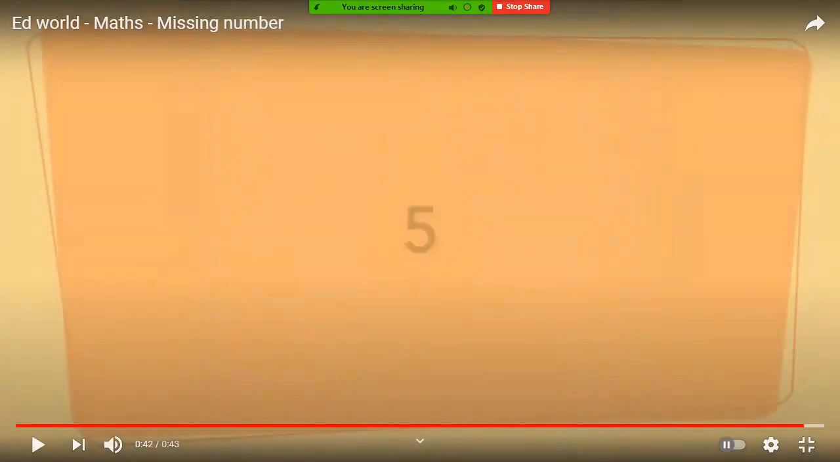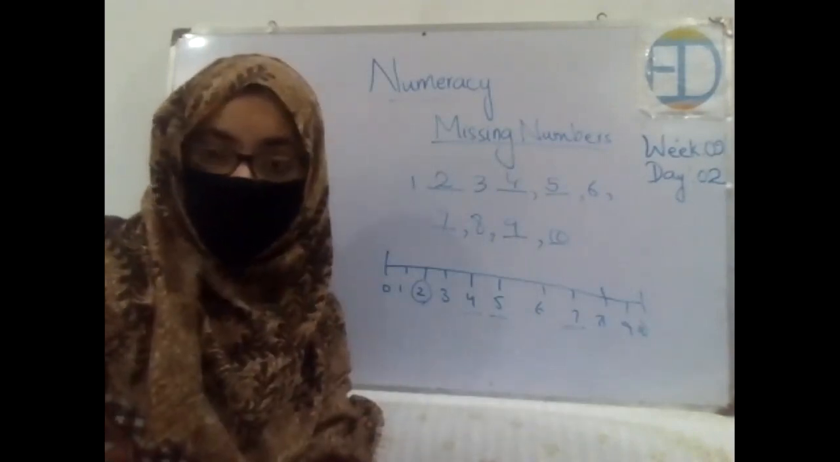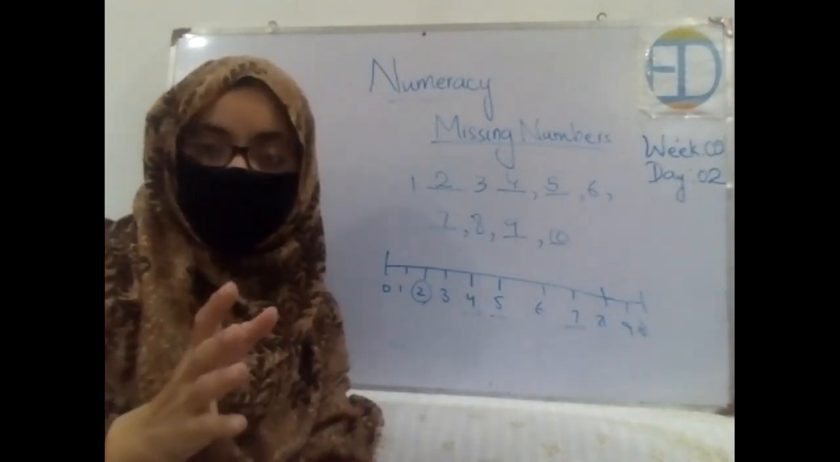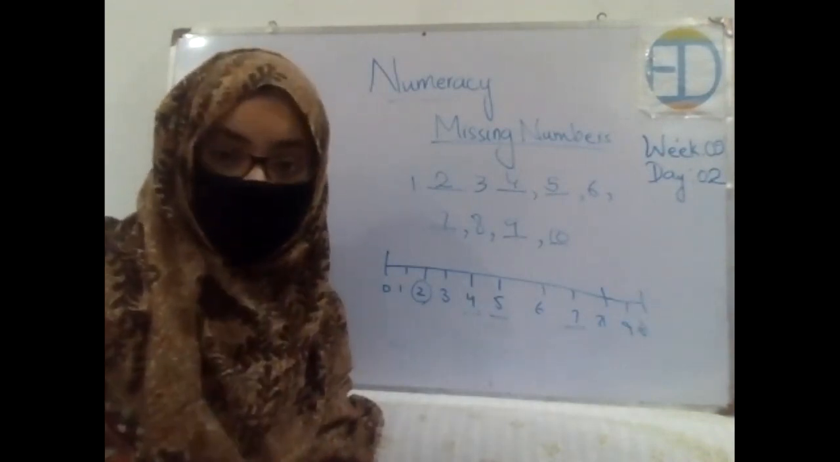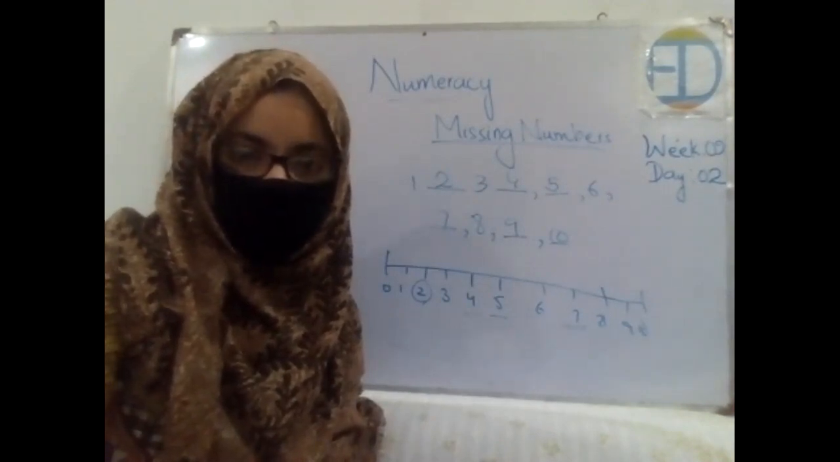So this number was missing. This means that although the numbers were written randomly, still a number was missing from them. And what was the number? It was number 5. In this case only one number was missing, but in the practice that we will be doing in your book and the other worksheets, not only one but a lot of numbers are missing, and you are supposed to find what those missing numbers are. Okay, so I'm going to share the screen again with you. Let's first solve this.